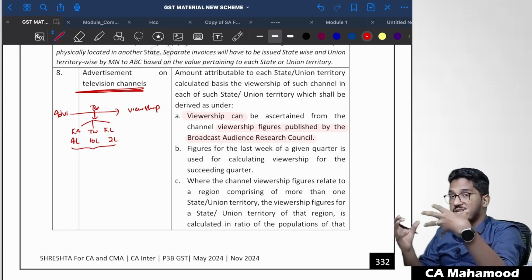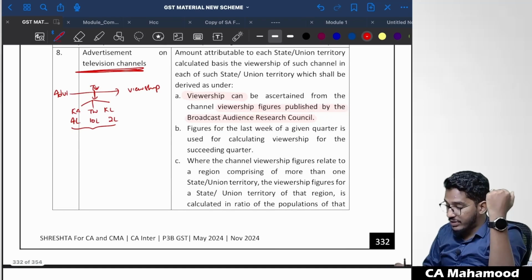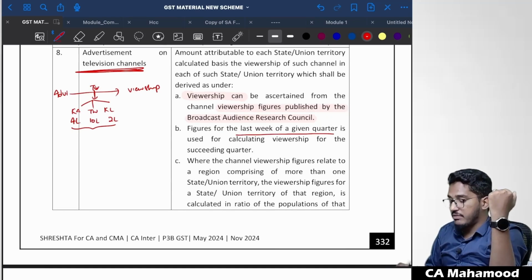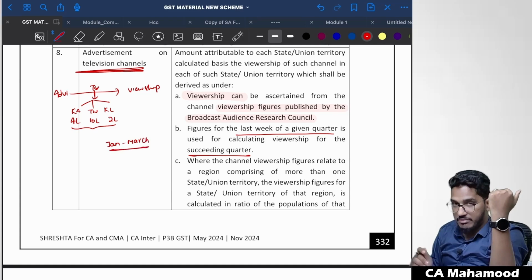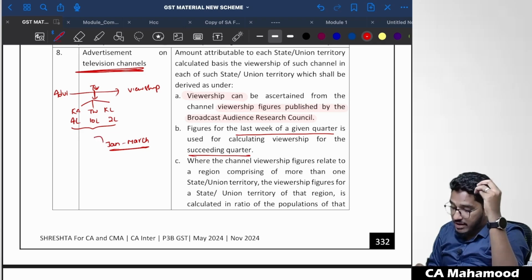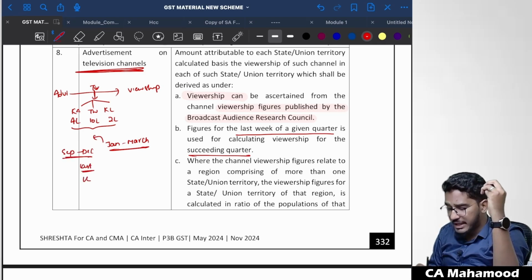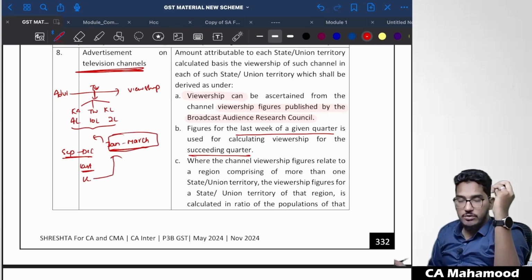Sir, as on which date's viewership data do I have to take? They say that you have to take the viewership data of the last week of the previous quarter for calculating viewership of the current quarter. For example, this advertisement service is getting run from January to March quarter. So for dividing the value, you have to get the previous quarter's viewership data. What will be the previous quarter? September to December will be the previous quarter. In the previous quarter's last week, that means December's last week, viewership data you have to get, and that viewership data you have to use for this entire quarter for dividing the value.